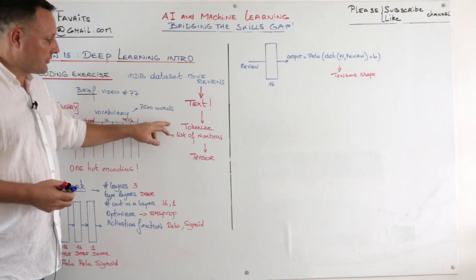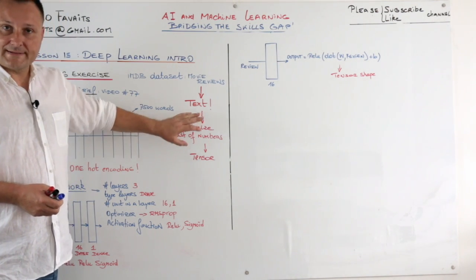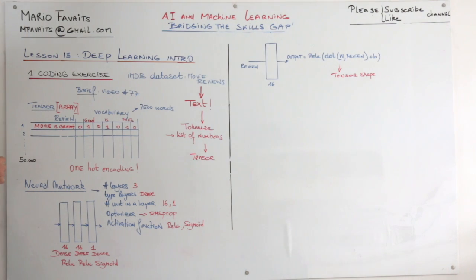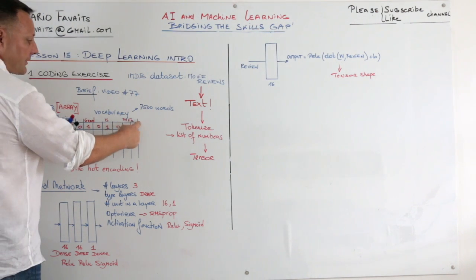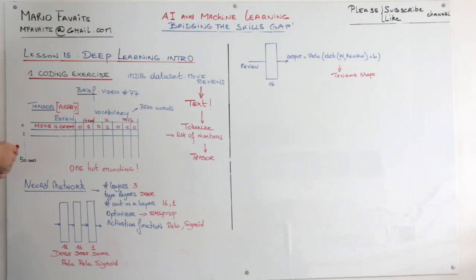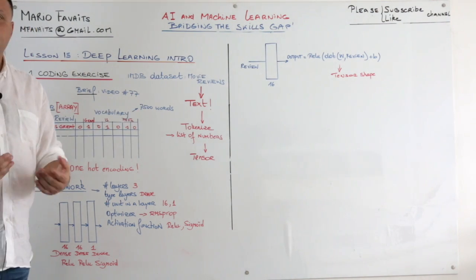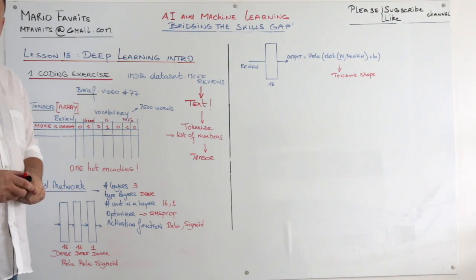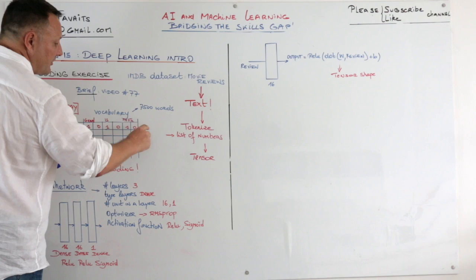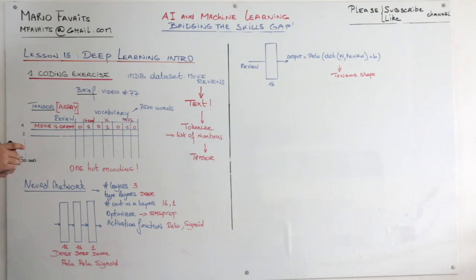So we need to convert the tokenized list to a tensor. How do we do that? Well, it's not a very efficient way to do it, and we'll see more ways of doing it later in this course. But basically you write all your reviews here, and there are 50,000 of them. And then here you have your vocabulary. These are the columns. And the vocabulary, in our case, will be the 7,500 most frequently used words, so you're going to have 7,500 columns.